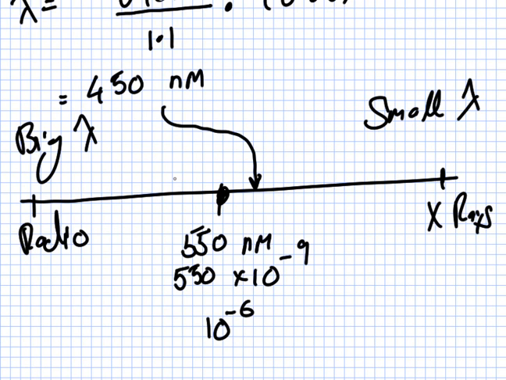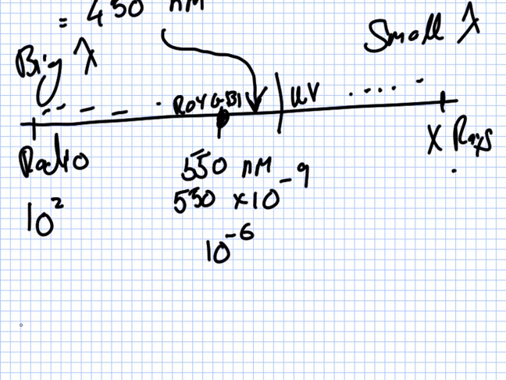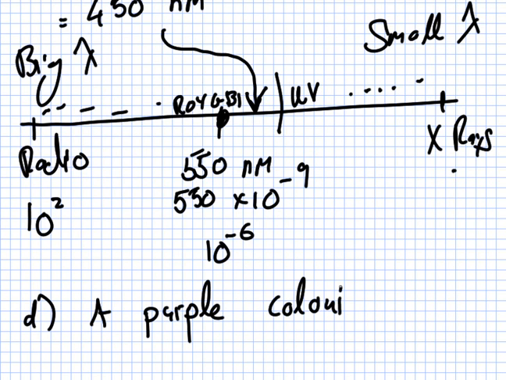Okay? And do you remember the colours? It goes red, orange, yellow, green, blue, indigo, violet. And then after this is ultraviolet, all the way up until X-ray. And then around about here at radio, that would be around about, I don't know, 10 to the 2, 10 to the 3. Okay. So a purpley colour is the answer for part D. A purple colour light. Something like this.